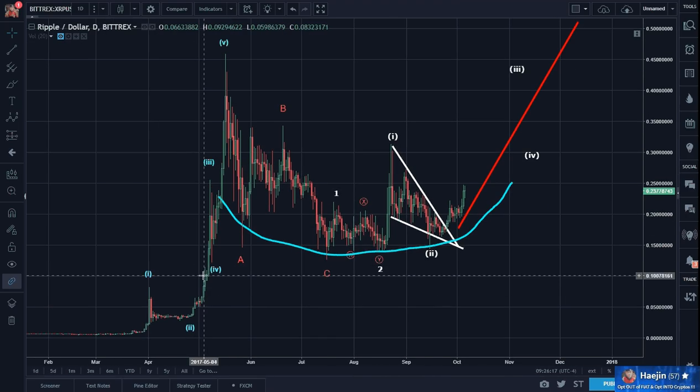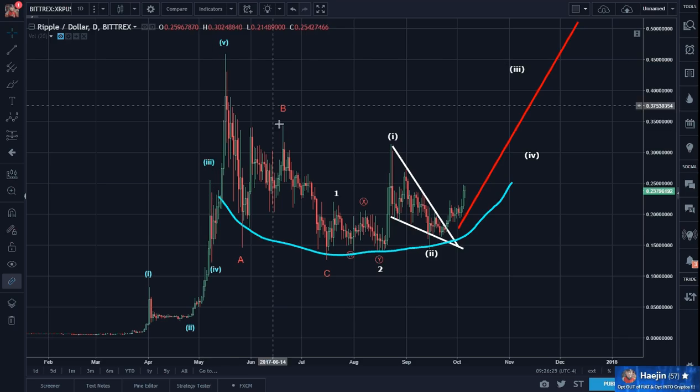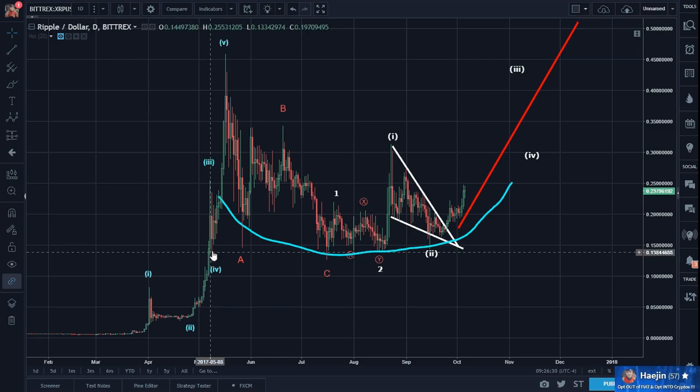Here's wave 5. Wave 5 also must have 5 subwaves: 1, 2, 3, 4, 5. Check. And in this case, wave 5 is the longest. Here is another extended wave 5, which is very common in cryptos on a daily scale.